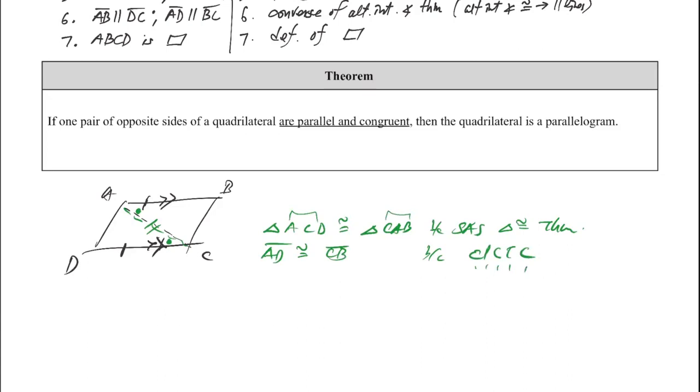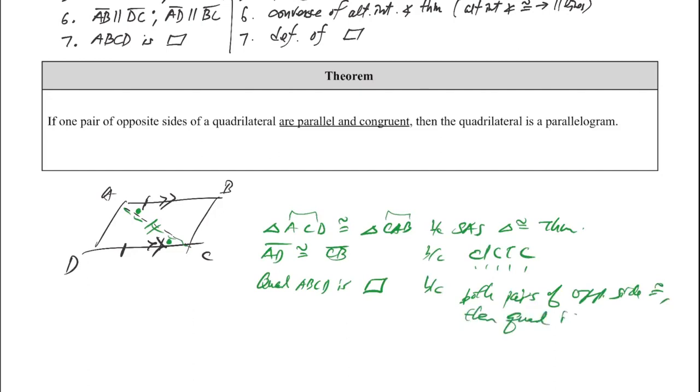Well, now we know we have both pairs of opposite sides are congruent, right? So we can now claim that quadrilateral ABCD is a parallelogram, because if both pairs of opposite sides are congruent, then the quadrilateral is a parallelogram. So it's a good idea to use the theorem that we just proved, just so that we get a good practice out of it, right?